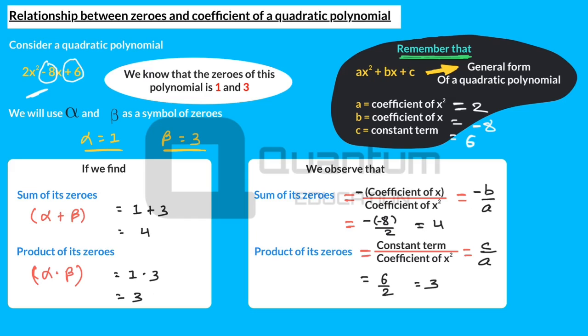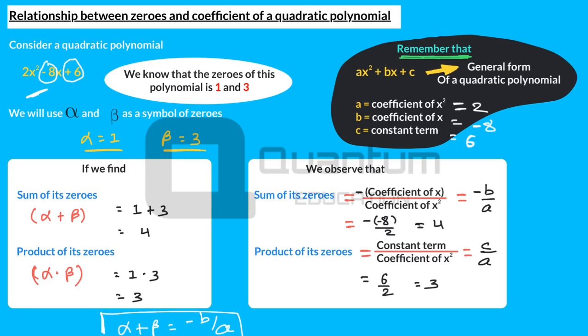So we can say that alpha plus beta is equal to minus b upon a. Now b is the coefficient of x, with the minus sign as it is, and upon the coefficient of x square, that is a, so minus b upon a. As we observe here, the sum of its zeros, alpha plus beta, is equal to minus b upon a. Let's write here alpha plus beta equals minus b upon a. This is the first relation between the zeros and the coefficients.